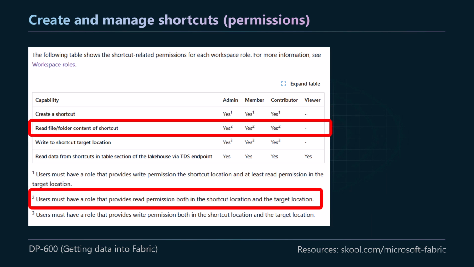Secondly, if you just want to read the file contents of a shortcut, well, you're going to need read permissions in both the place where the shortcut lives, but also where the reference file is living as well. So you need at least read permission in both of these locations.